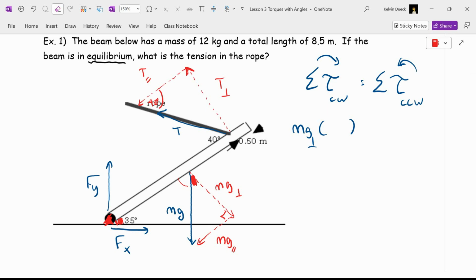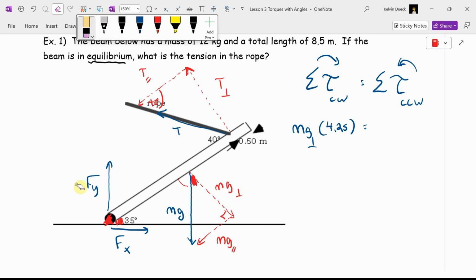How far is it from the pivot? Half, how long is the beam? Beam is not 8. Read carefully. How long? 8.5. So it's going to be halfway. Yeah, we can probably do that math in our head. 4.25. That's the clockwise torque.